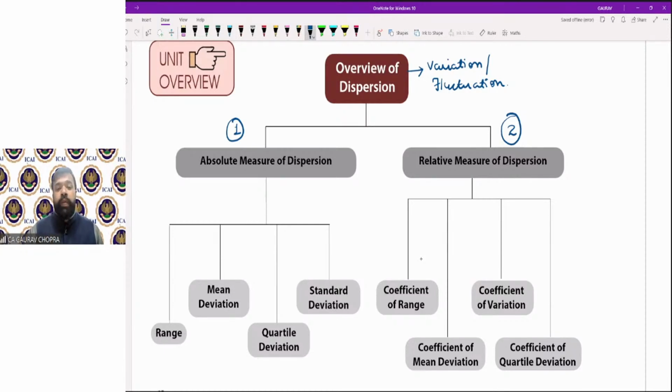Okay. So dispersion is divided into two parts. First is absolute measure and second is known as relative measure. Now, what is the difference between these two? Absolute measure shows the amount of variation, whereas relative measure shows the degree of variation.